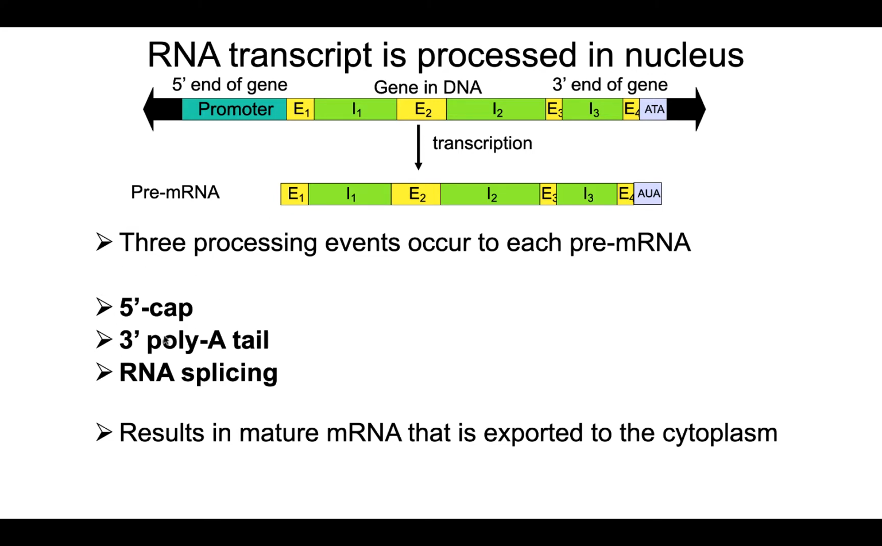Number 1, we need to add a 5' cap. That goes to the 5' end of the RNA. We need to add a poly A tail to the 3' part of the RNA. And we need to splice out these introns and splice together the exons.